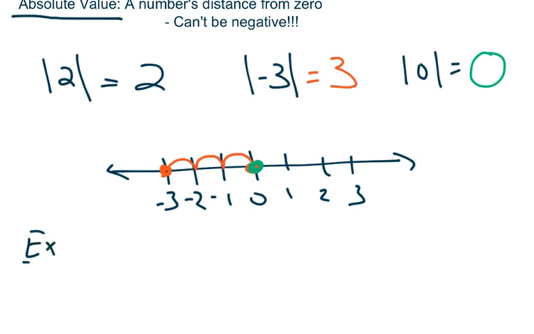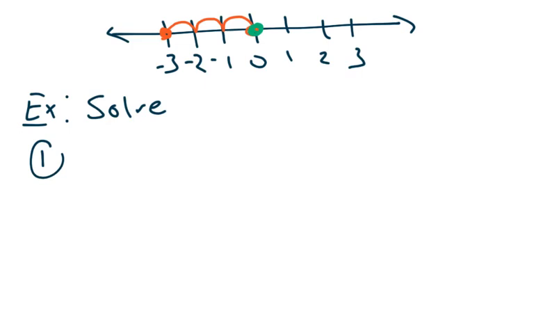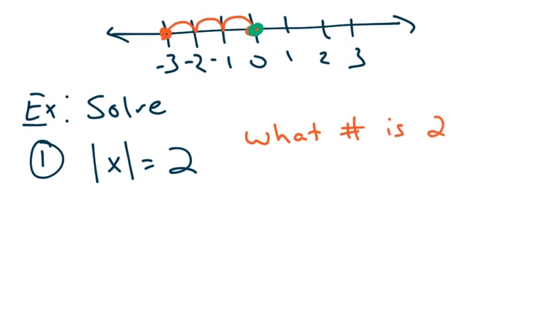Okay? So let me give you a couple of examples here. I'll handwrite the direction here, solve, and we'll start with number 1. The absolute value of x is equal to 2. Okay? So I'm looking for an x value that has an absolute value of 2. What we're really asking here is what number is 2 units away from 0, from 0 on the number line.